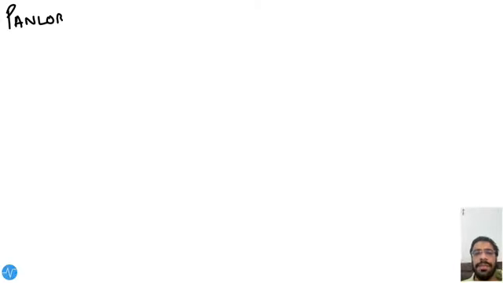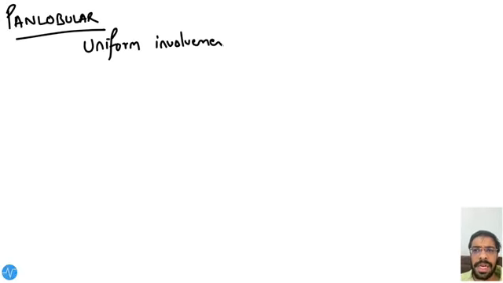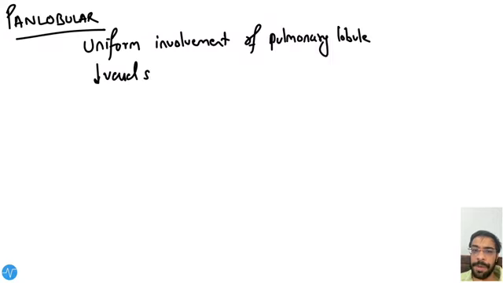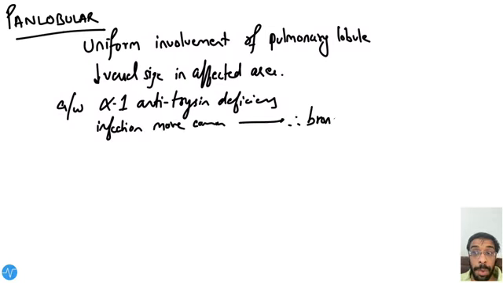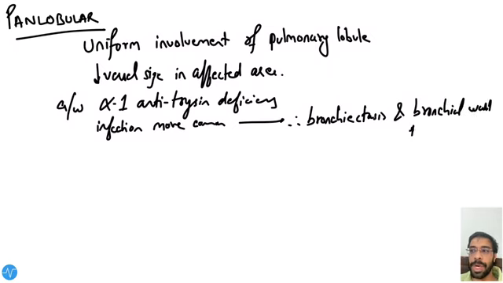Now let us deal with the second type, which is the panlobular type. Here there will be uniform involvement of the pulmonary lobule, therefore the name panlobular. There would be decreased vessel size in the affected area, and it would be associated with alpha-1 antitrypsin deficiency. Therefore, more infection will be there, and if infection, then bronchiectasis and bronchial wall thickening will also be present.